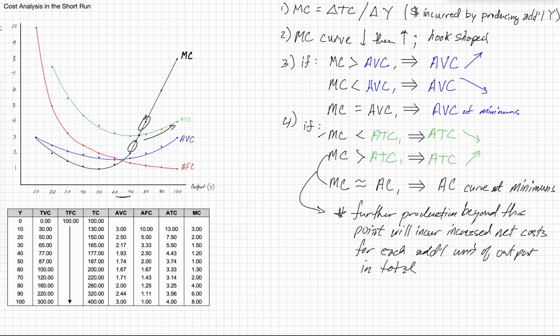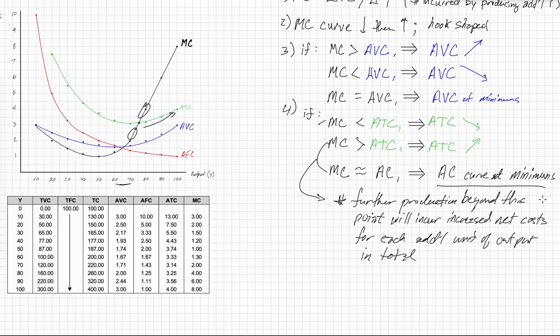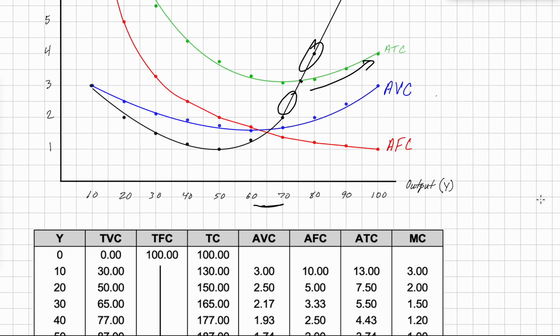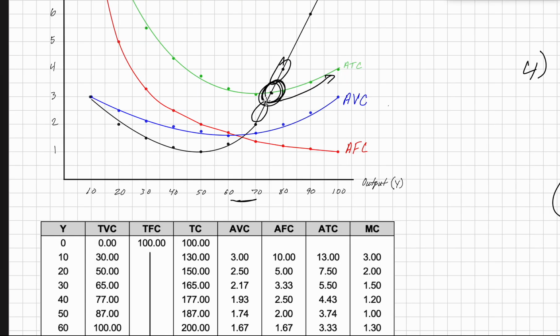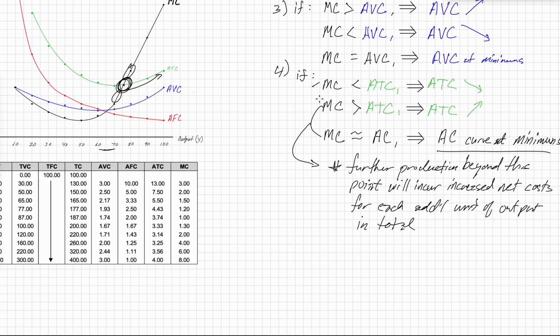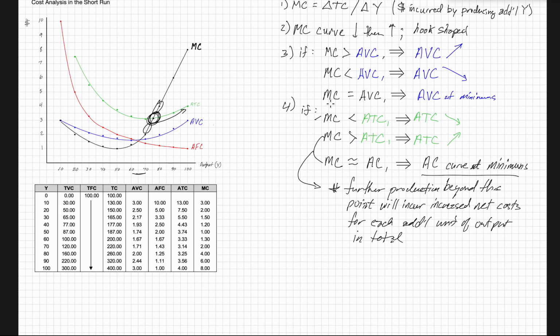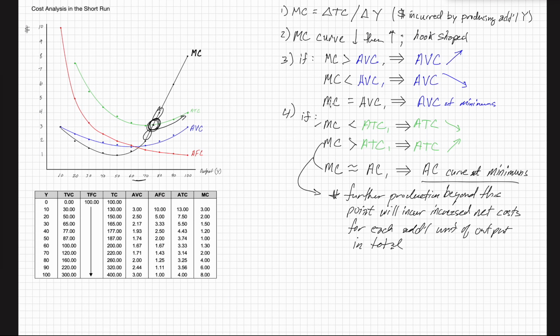And obviously here, average total cost is now going up. If marginal cost and average cost are intersecting, as I mentioned a second ago, the average cost curve is at its minimum. And at that point, any further production beyond the point I highlighted a second ago, right here, will incur increased net costs for each additional unit of output in total.